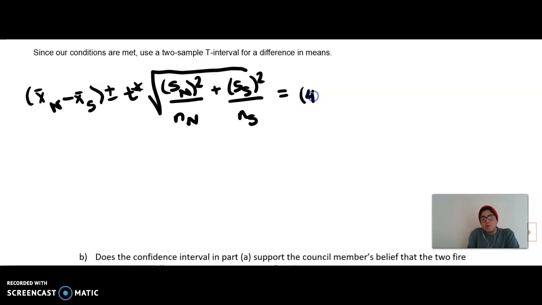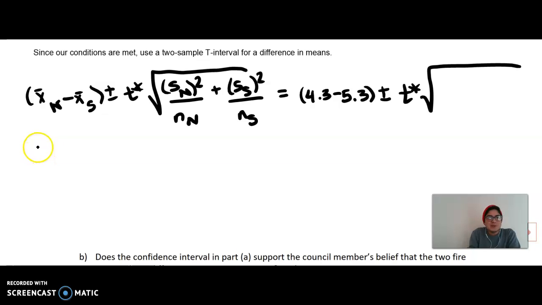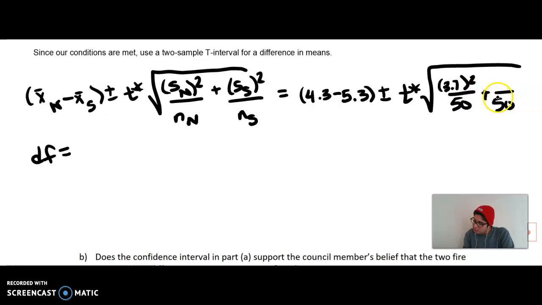Now what this looks like would be something along the lines of, let's go with 4.3 minus 5.3 plus or minus t star, and I'm going to leave it as t star here. The tomfoolery is too real, but we can find our degrees of freedom from the calculator. So the standard deviation here would be 3.7 squared over 50 plus 3.2 squared over 50. Okay, and this is going to give us the following interval from negative 2.373 up to 0.373.